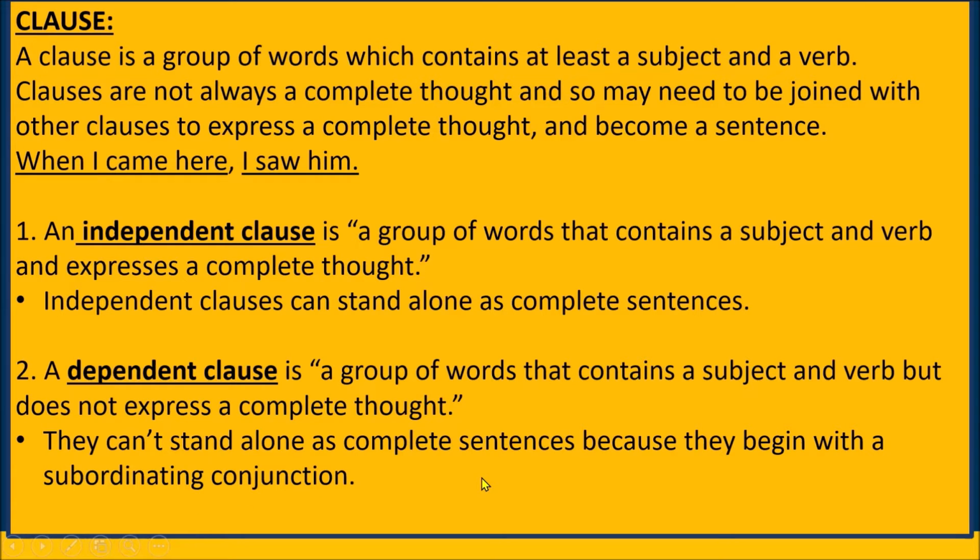They can't stand alone as complete sentences because they begin with subordinating conjunctions. And what's the reason? Because they start with a subordinating conjunction, that's why they don't have a complete sense. For example, if I say when I came here, that has a sense, meaning, but if I say only when I came here, you will expect something from me to complete, because it's not very clear what I want to say when I came here. So it needs another clause to complete its meaning.